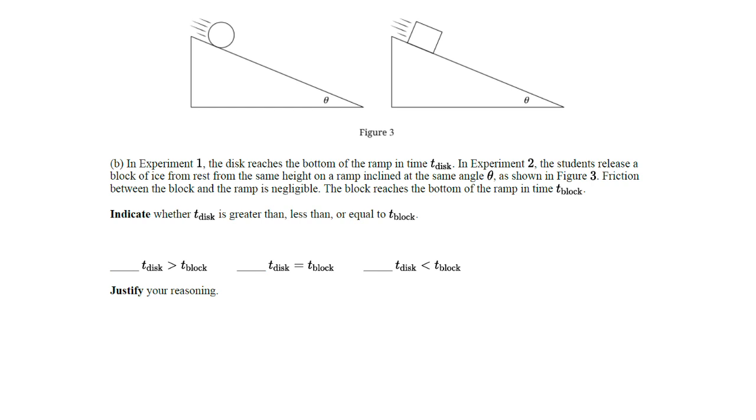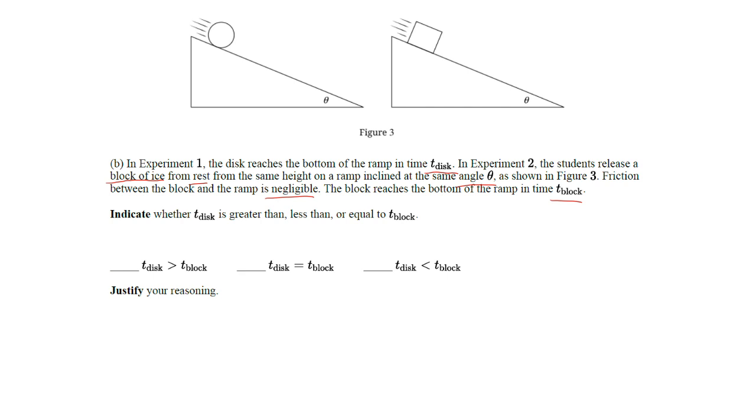Okay, now for part B. So in experiment 1, the disk reaches the bottom of the ramp in time t sub disk. In experiment 2, the students release a block of ice from rest. So we're releasing a block of ice from rest from the same height of the ramp inclined at the same angle theta as shown in figure 3. Friction between the block and the ramp is negligible. The block reaches the bottom of the ramp in time t sub block.